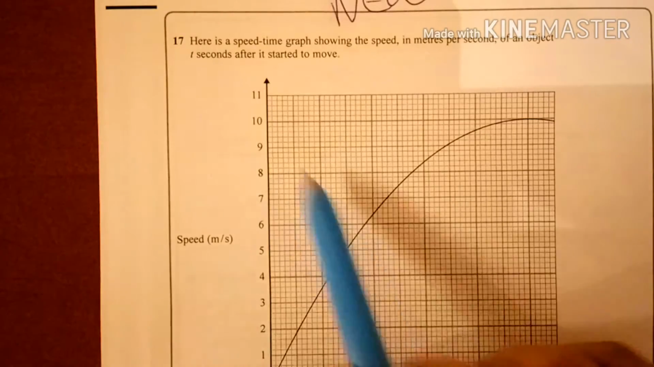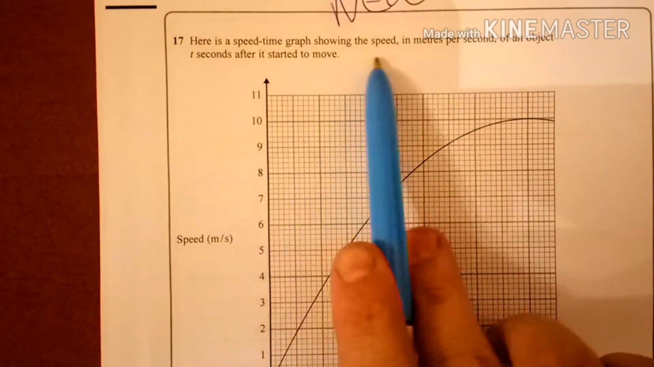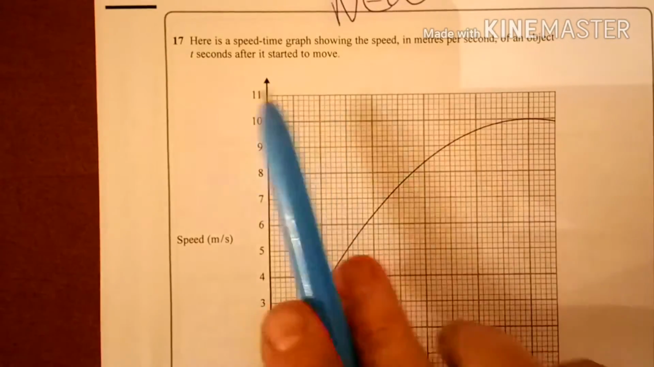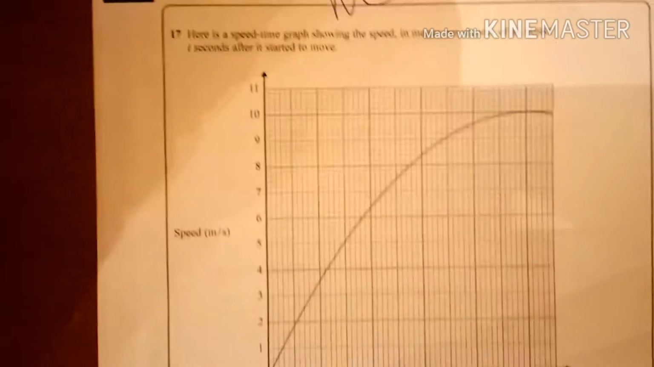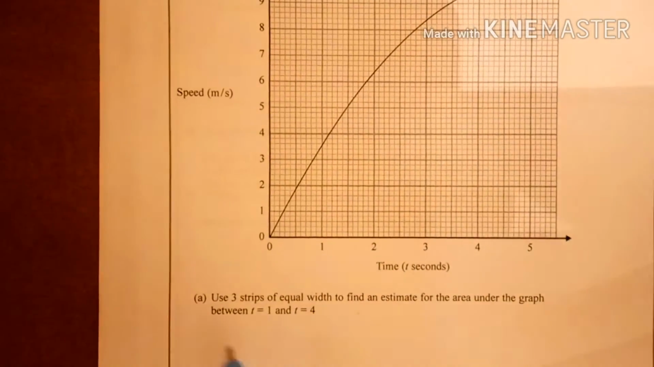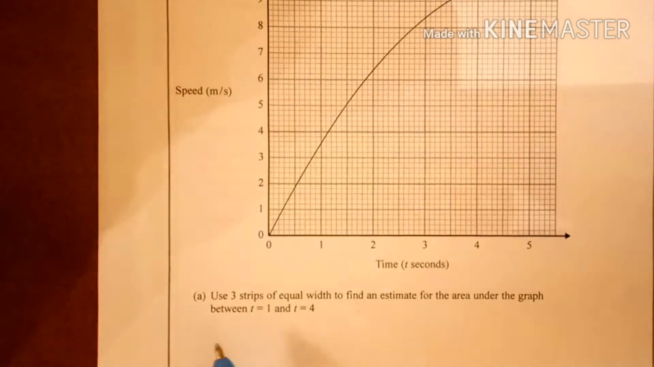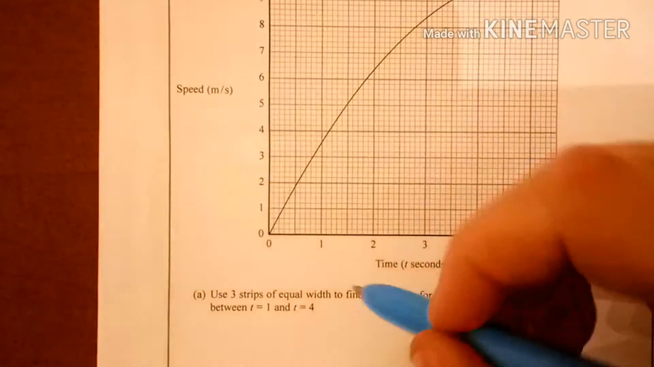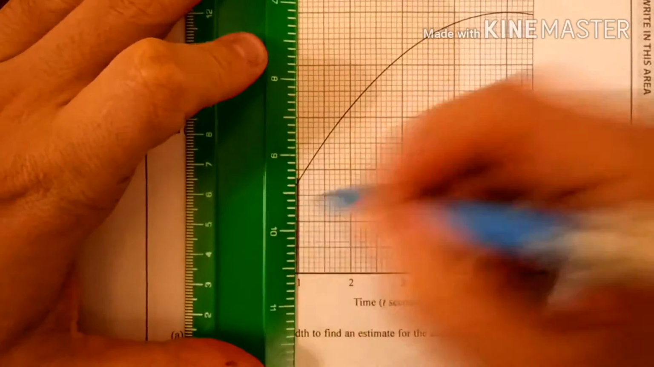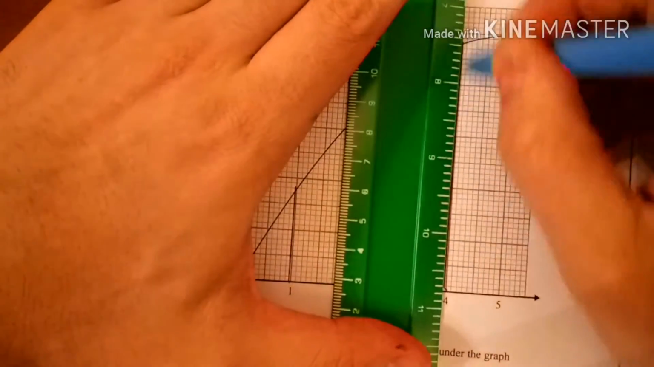Okay, question 17. Here is a speed time graph showing the speed in meters per second of an object t seconds after it started to move. The question says use 3 strips of equal width to find an estimate for the area under the graph between t equals 1 and t equals 4. Okay, so t equals 1 is here. Okay, t equals 4 is there.